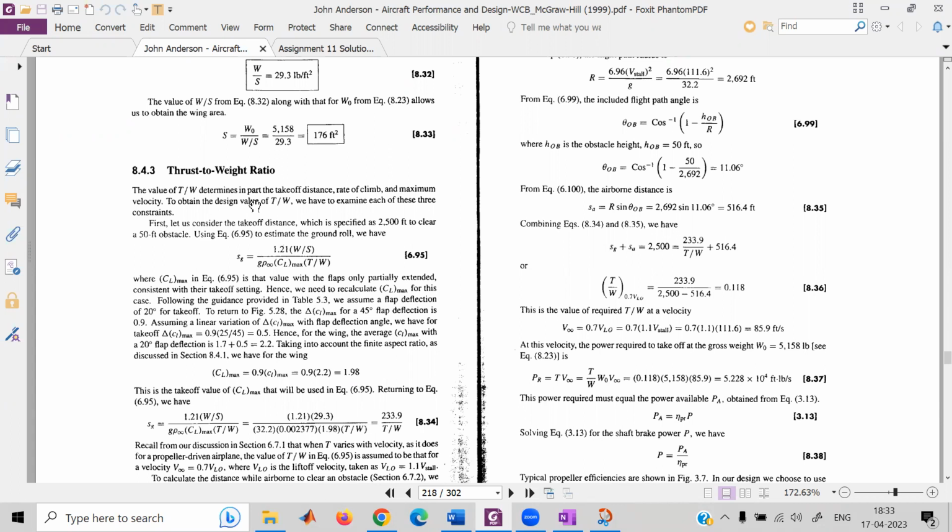Also, for rate of climb and maximum velocity, we need power, how much power our aircraft is going to require. And based on the required power and efficiency, we will need the brake horsepower of the engine, right? So how powerful the engine should be is dictated by the takeoff distance, rate of climb, or maximum velocity. Whichever of these three phases requires the maximum power, we will keep that power, because all other constraints can be satisfied with that.